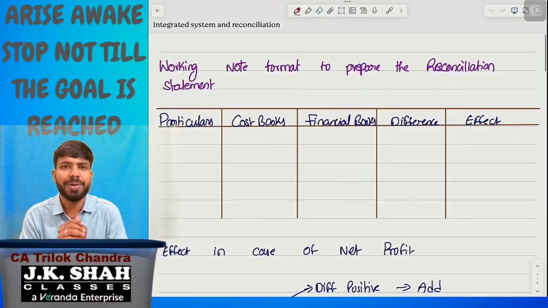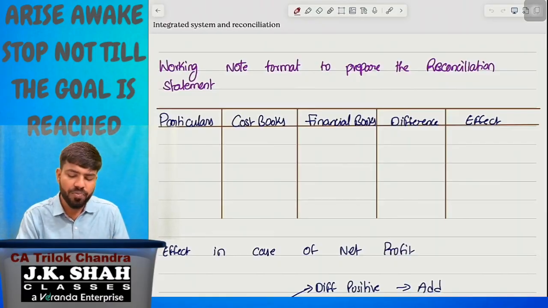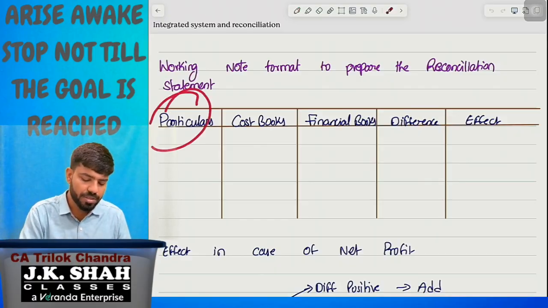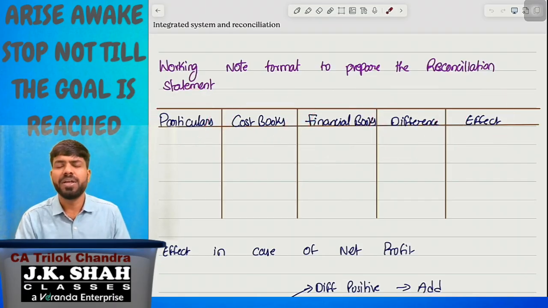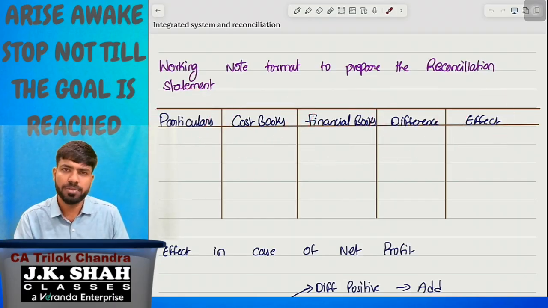This is the format which I am recommending as a working note to prepare the reconciliation statement. Particulars, cost books, financial books, difference, effect. Simple. Here it's a comparison of cost and financial books.